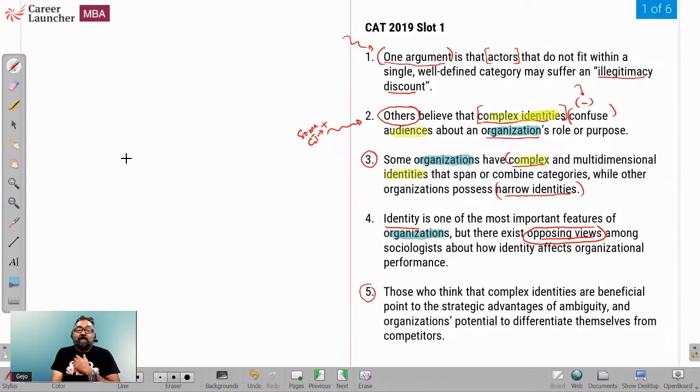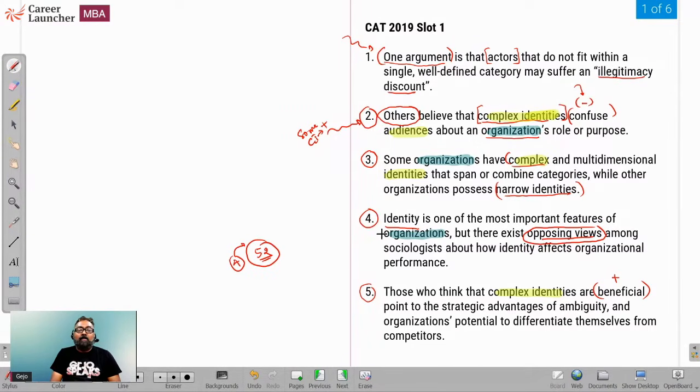Those who think that complex identities, so we have got a repetition of that word, are beneficial. So that's a positive thing, right? Beneficial point to strategic advantages of ambiguity and organizations' potential to differentiate themselves, and others believe otherwise. So now we know that sentence number 5 and sentence number 2 must be in. For sentence number 5 and sentence number 2 to be in, sentence number 4 must also be in.